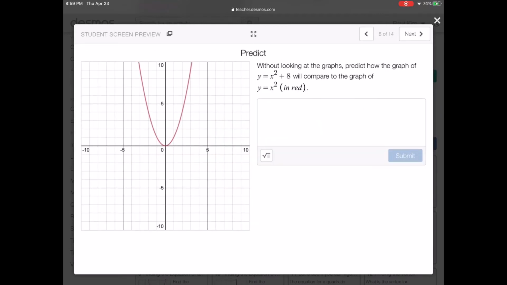Now for this one, without looking at the graphs, predict how the graph y equals x squared plus 8 will compare to the graph of y equals x squared. So hopefully you recognize that that plus 8 will be a vertical shift. That means it's going to be moved up 8 units.